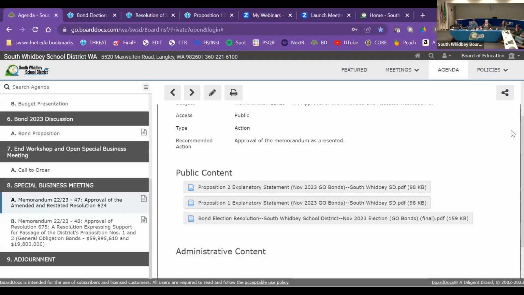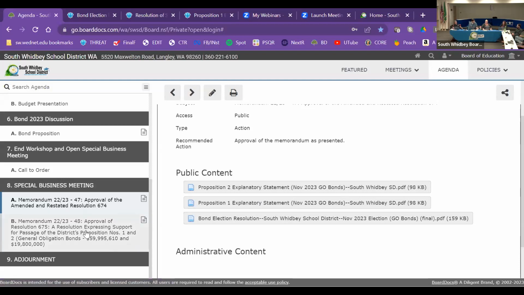Again, as Dr. Moshe said, a yay vote on this is amending it to split into a contingent. A nay vote is keeping it at the 79.8 or 78.9, whatever the number is. All those in favor of approving memorandum 2223-47, approval of the amended and restated resolution 674, please say aye. All those opposed, please say nay. Nay. Okay. The memorandum has not been approved. The amendment has not been approved. The original amendment from last business meeting will carry through.